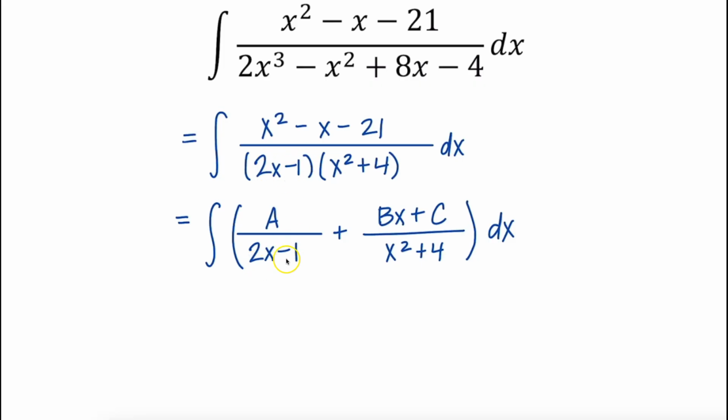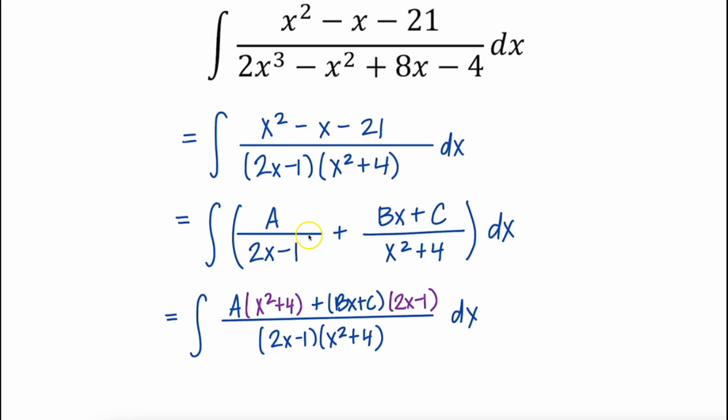Any distinct linear factor, 2x minus 1, is going to get a generic constant on top like a. But an irreducible quadratic, like x squared plus 4, is going to get a generic linear function on top, like bx plus c. So now we need to solve for the missing values of a, b, and c. We're going to use the same strategy as last time. Think about putting this back together as one rational expression with one common denominator. So it's like we multiply the top and bottom here by x squared plus 4, and the top and bottom here by that 2x minus 1.